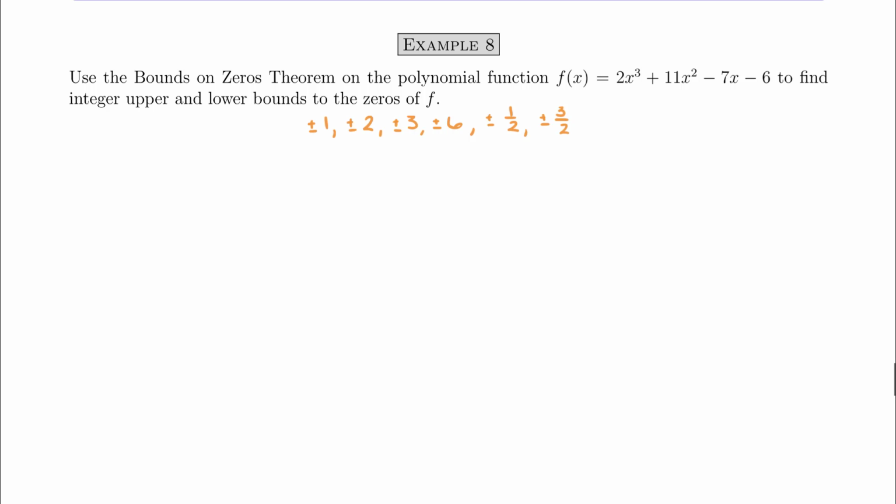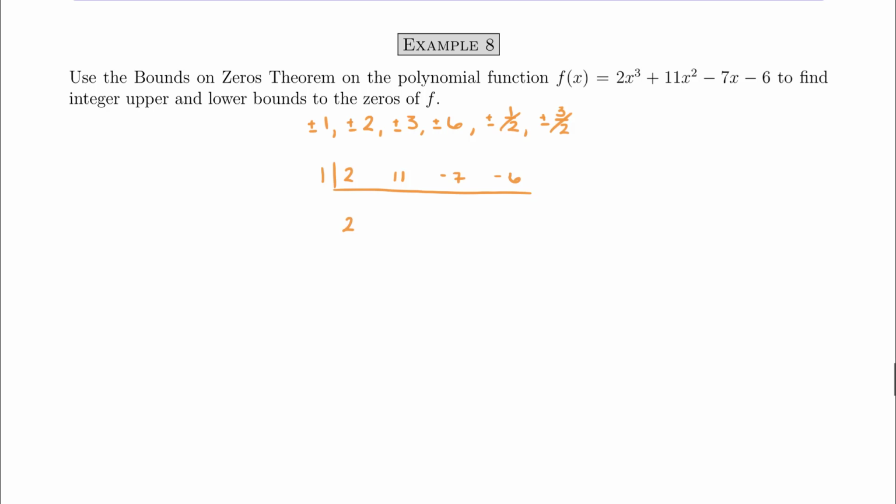We're only dealing with integers, so you can ignore the 1/2 and the 3/2 for this particular process. You start out with the smallest positive integer value in your list. In this case, it happens to be 1. And then we're going to do synthetic division with our original function. So 2, 11, -7, and -6.